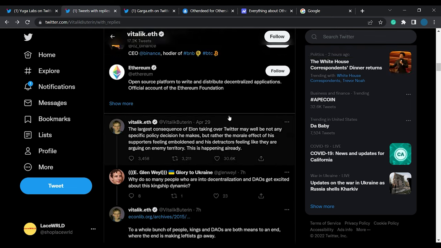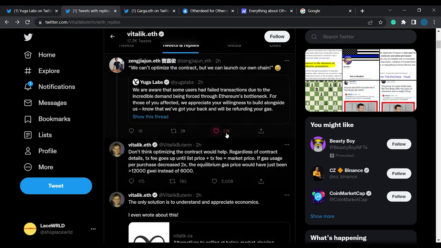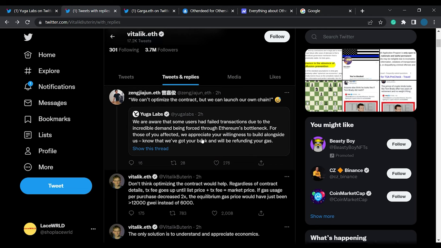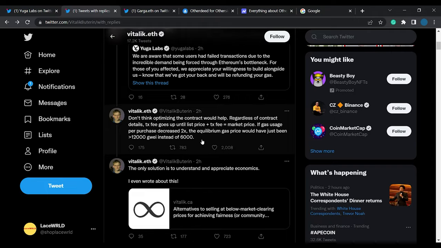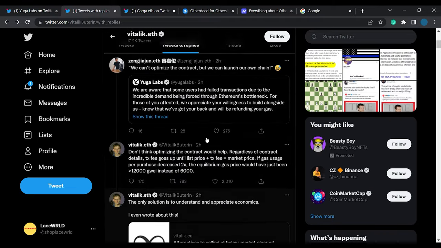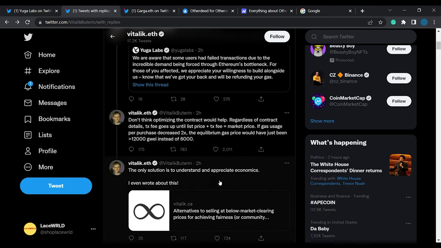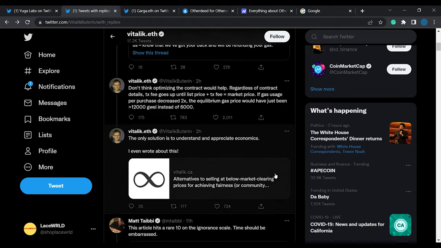Where are his tweets on this? We understand, appreciate the free speech. So it looks like he might have deleted the tweets. Okay, here we go. I don't think optimizing a contract would help regardless of the contract details. Tax fees go up unless the price plus tax fees equals the market price. If gas users' purchase price decreased 2x, the equilibrium gas price would have just been that number instead of this number. So he's basically saying it's all economics. They should have used a better mechanism to actually distribute their NFTs. That's what he's saying. So we go on and we see more people.